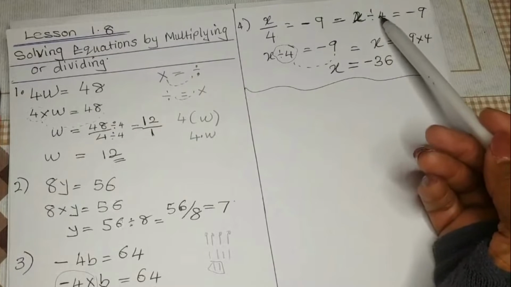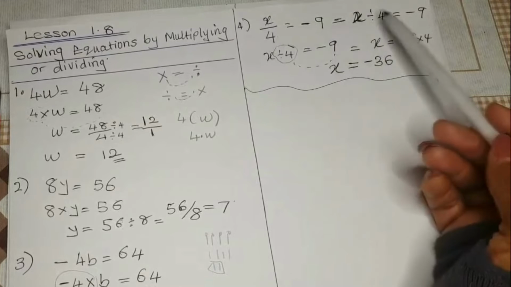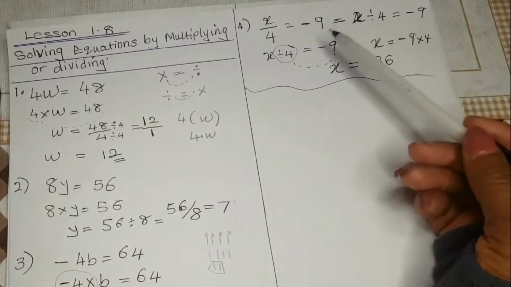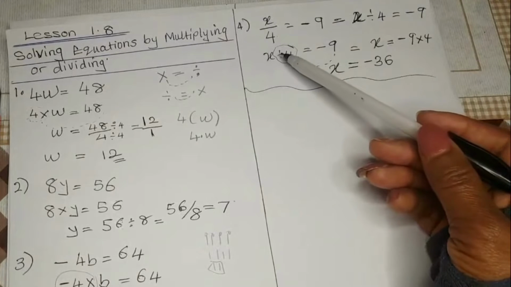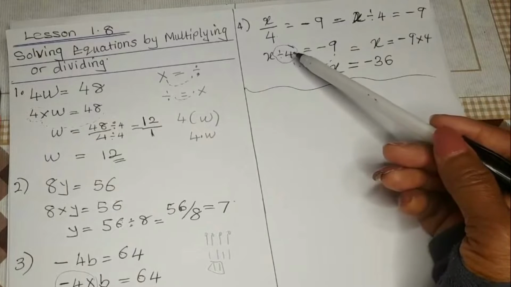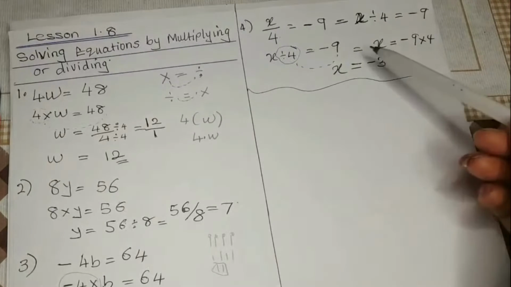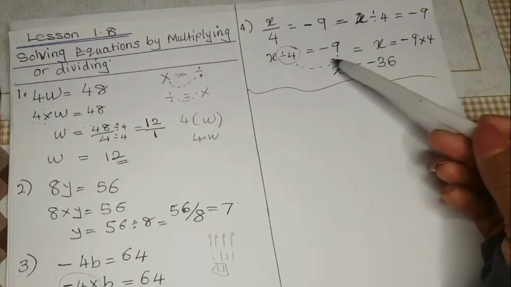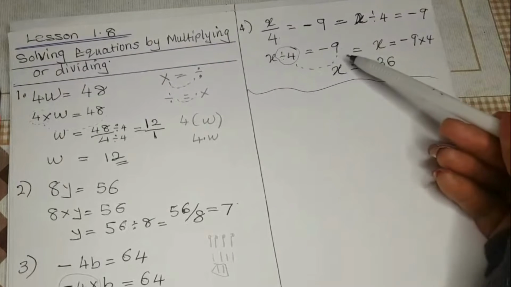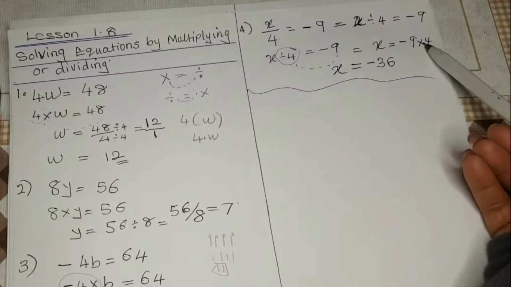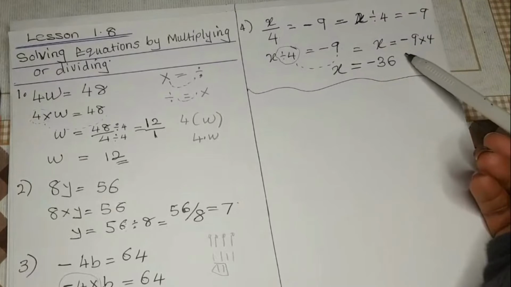x divided by 4 equals negative 9. So what are we moving? We are moving the divide by 4. We'll move it over here. So it has crossed the equal sign, and it's going to give you multiplication. That's how we got negative 9 times 4.